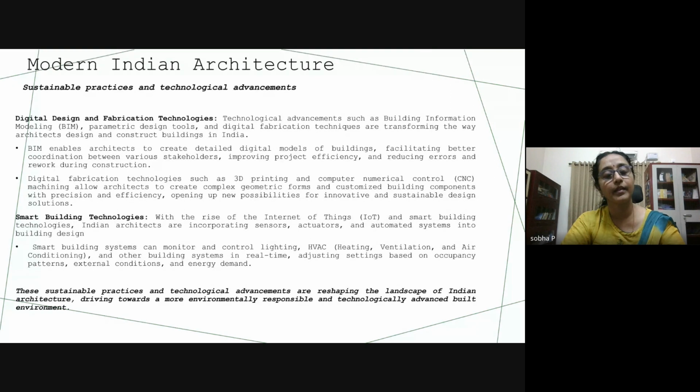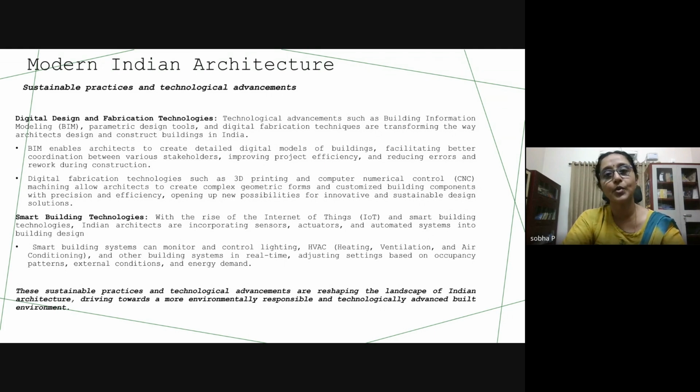And then coming to smart building technologies, with IoT, the Internet of Things, architects have started to incorporate sensors, actuators, and automated systems into the building design. Smart building systems can monitor and control the lighting, HVAC, and other building systems in real time, and the settings can be adjusted based on the occupancy pattern, external conditions, as well as the energy demand.